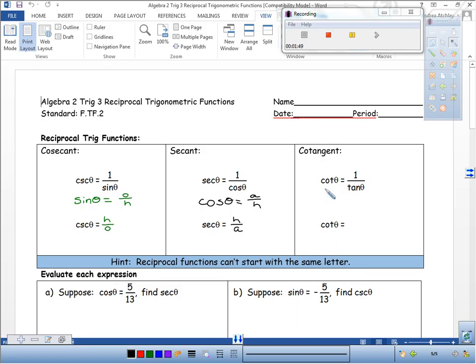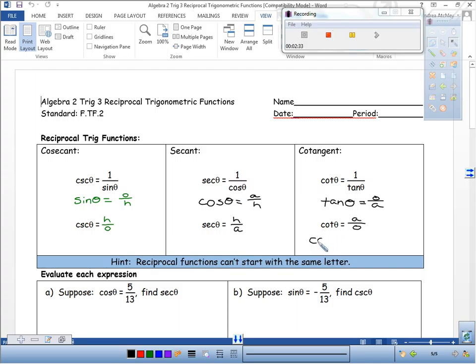Okay. Cotangent then, of course, goes with tangent. And cotangent is 1 over tangent. So let's just review tangent of theta equals, Lindsay, what is tangent? Tangent is opposite over adjacent. So cotangent is adjacent over the opposite. Any questions over that?